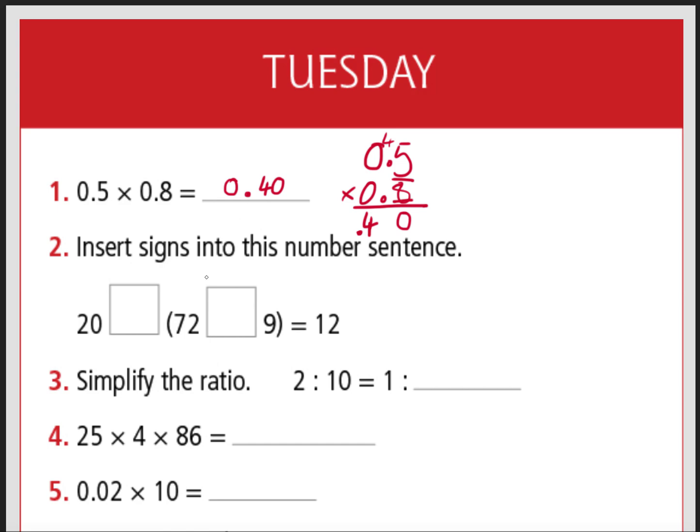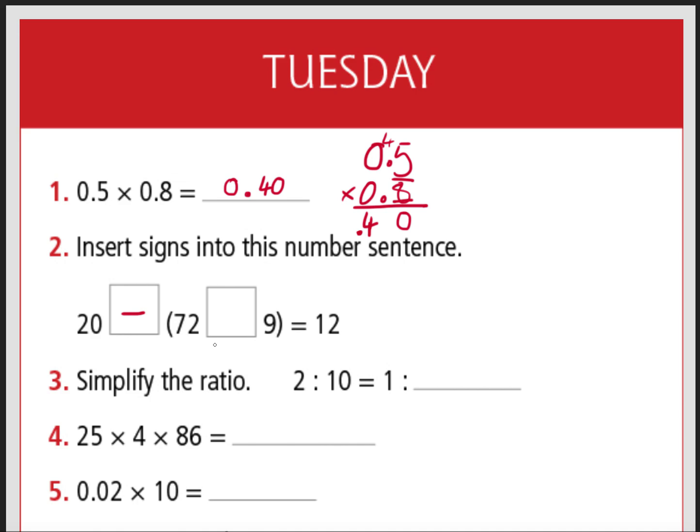Number 2, we have to insert signs into this number sentence so that it equals 12. Now I'm looking at the 20 here and thinking, what would I do to 20 to get to 12? Well, I'd like to take away 8. So if I make this a takeaway, is there any way we can make this 72 and 9 into an 8 by putting plus, minus, multiply or divide in here? Okay, I think you'll find you'll be able to do that.